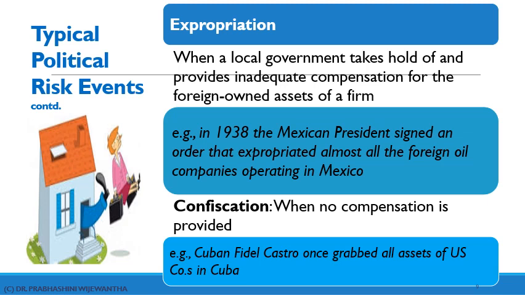Confiscation is also a method of nationalization like expropriation. Then what is the difference? Under this situation, the local government takes control or ownership of the assets of the foreign-owned firm or the equity, and no compensation is provided at all. When no compensation is provided.